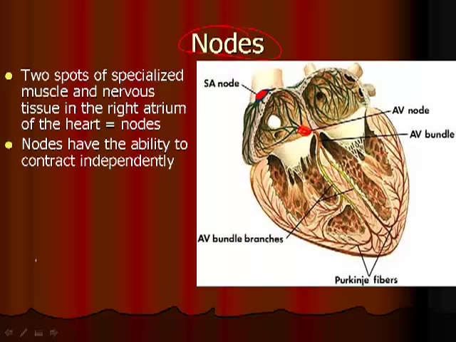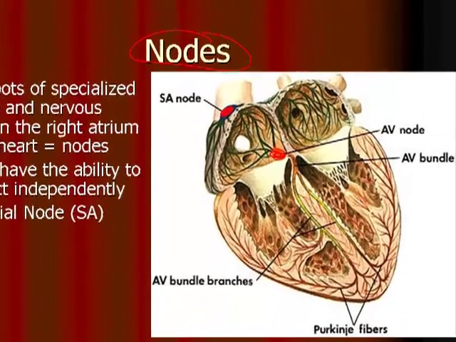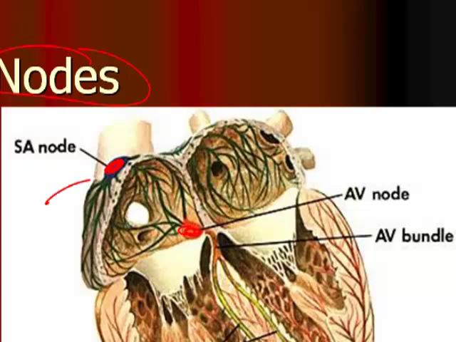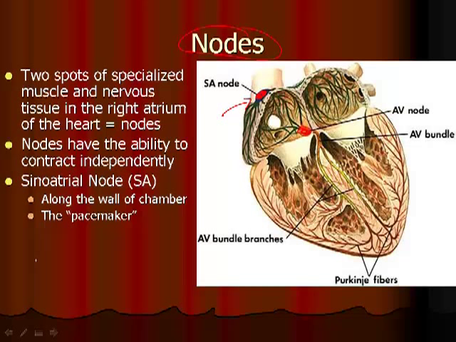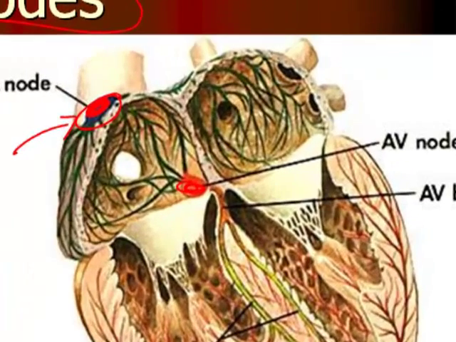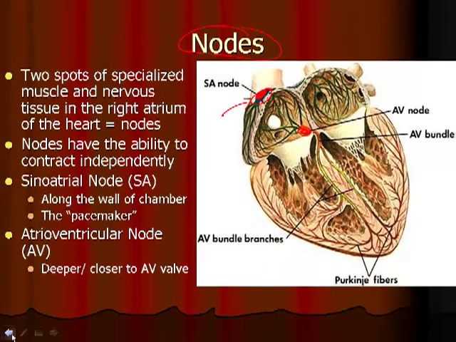Just like I said, they have the ability to contract independently. The first one's called the sinoatrial node. That's this one right up here, along the wall of the atrium. We also call that the pacemaker because this is what determines when the heart's going to beat. And we also have another one called the atrioventricular node. It's named that because it's right on the wall in between the right atrium and right ventricle. It's a little bit closer to the inside of the heart.